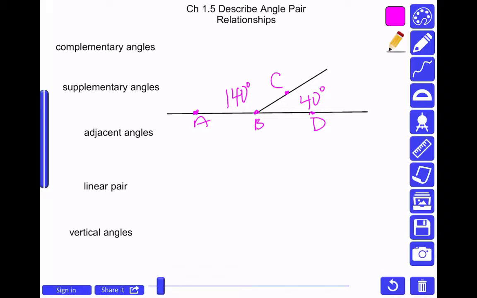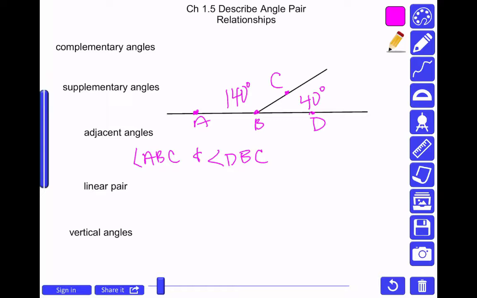Adjacent angles are angles that share a ray. Angles that share a side of the angle, okay? The ray that is the side of the angle. So angle ABC and angle DBC are adjacent angles because they share ray BC. Adjacent angles have to share a ray.